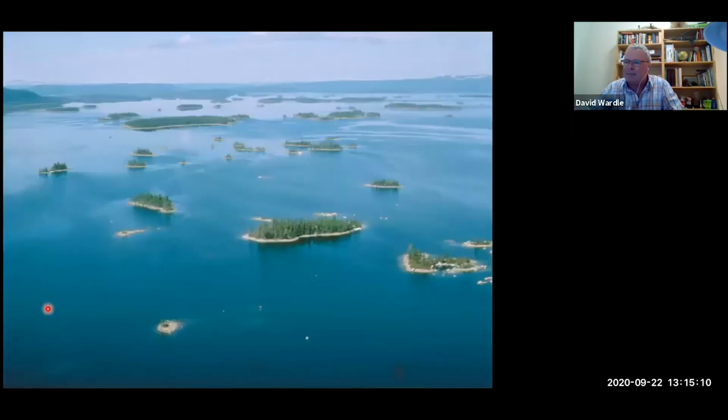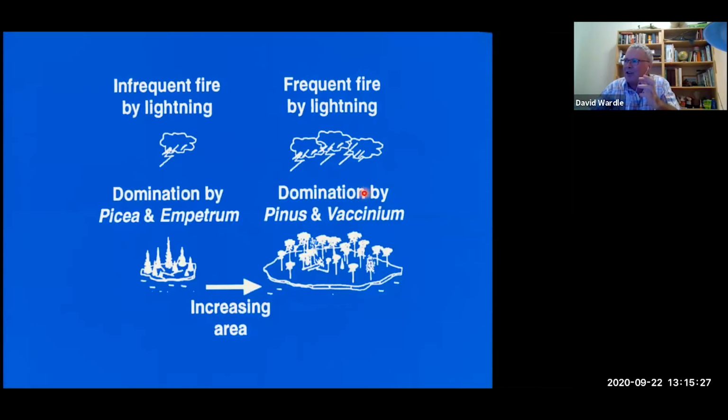Our study system is a group of islands in northern Sweden. They were formed by the retreat of land ice about 9,000 years ago. And they're subjected to the same extrinsic factors other than fire. Big islands are a large target. They get hit often by lightning, and some have burned in the last 50 years. So they're dominated by early successional plants, plants which grow fast, like Scots pine, Pinus, and Vaccinium or bilberry.